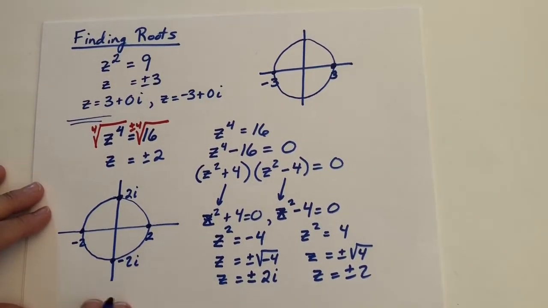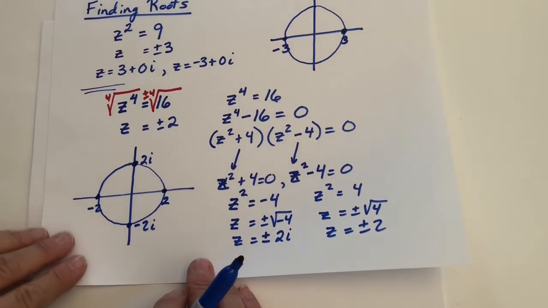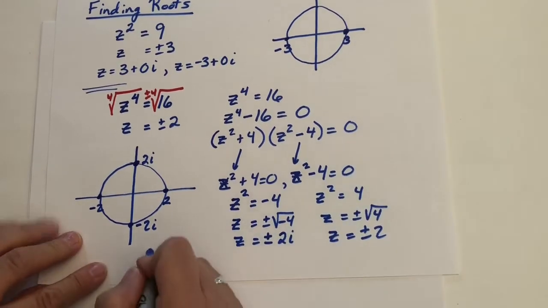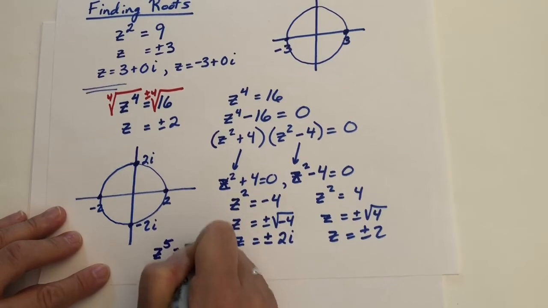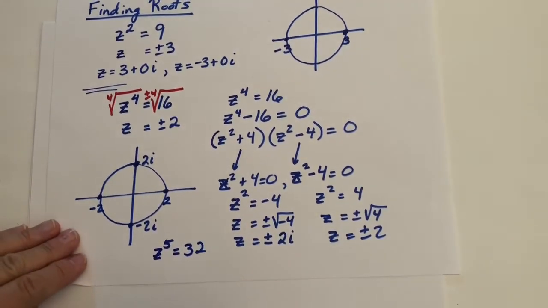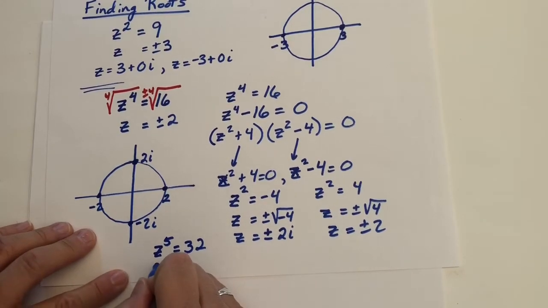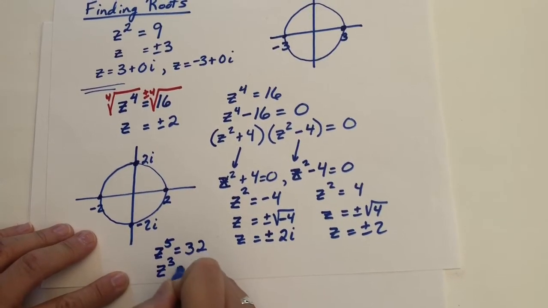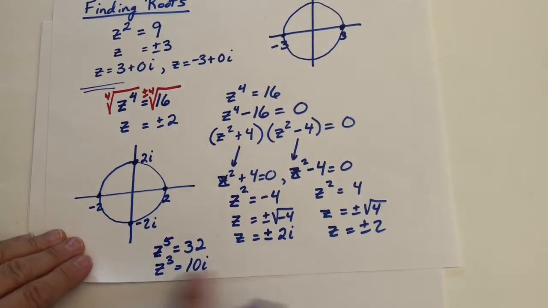Now this is fine for these particular problems, but what if we want the roots of something like 32? In other words, how would we solve z to the 5th equals 32? Or how about cube roots of numbers that aren't real? How about solving z cubed equals 10i? How would you find the cube roots of 10i? And we're going to explore both of these problems. So let's do it.